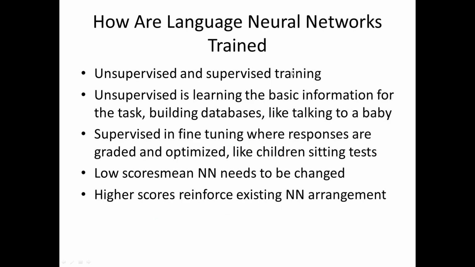So going on to how they're trained, I did touch on this a little bit before, but breaking it down more into humans, because that's what these language neural networks are basically based off, is deep learning. There's two phases of learning or training. There's unsupervised and supervised. The unsupervised is learning the basics, getting the basic data set. So for the image recognition, that would be giving it categorized pictures of dogs and cats. In the context of a human, that would be just like talking to a baby.